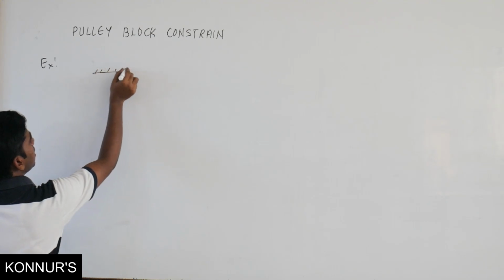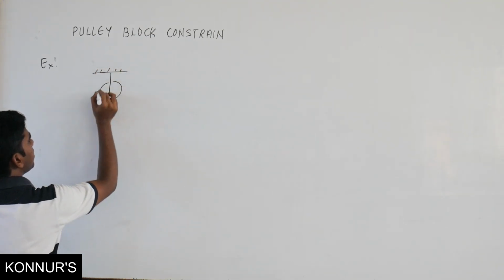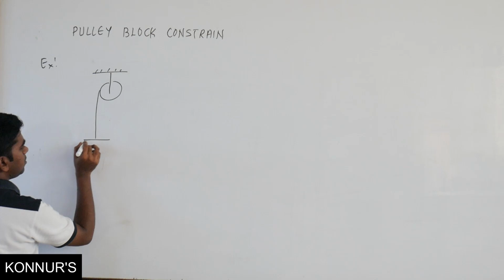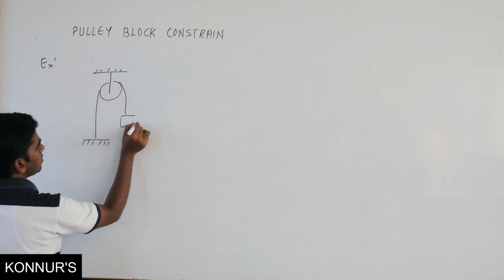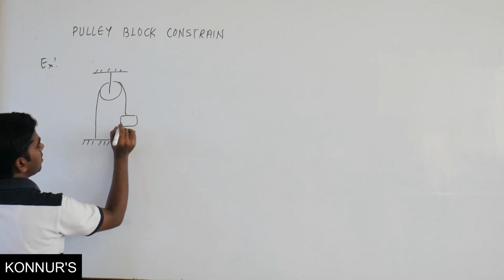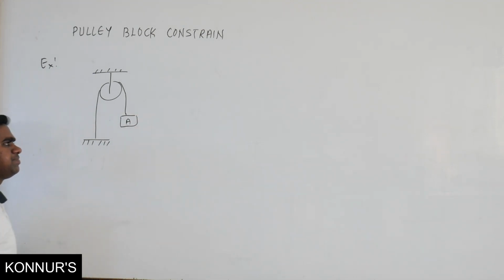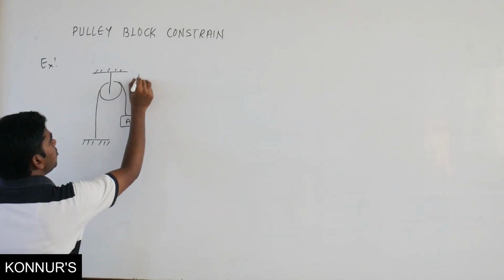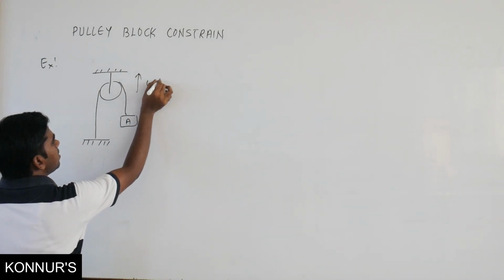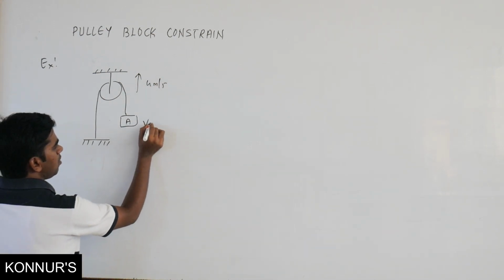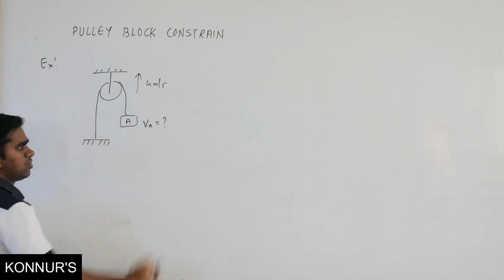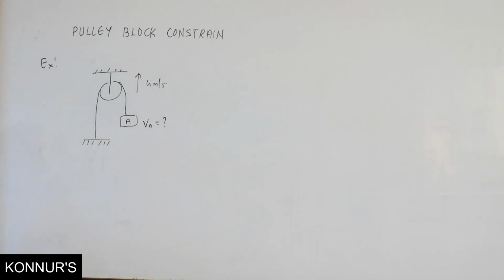We'll take one example. Suppose a pulley is connected here and a string is connected to the rigid support. One mass is connected here, say mass A. Okay. Suppose the pulley is moving with a velocity of 4 meters per second. What will be the velocity of A? We can use both methods. We will see what will happen.